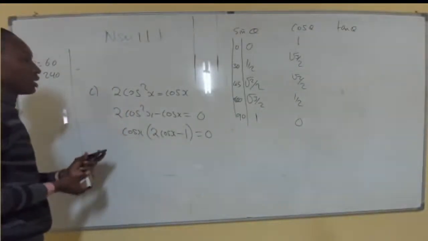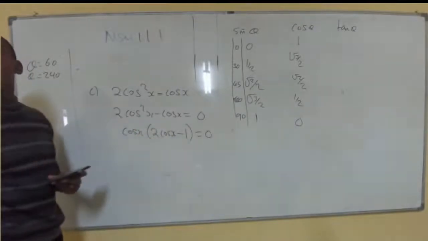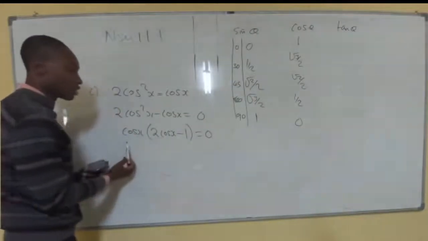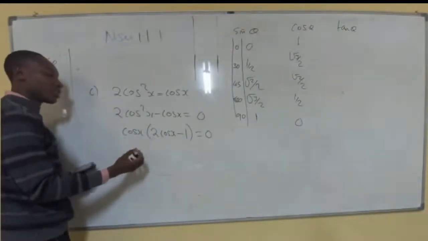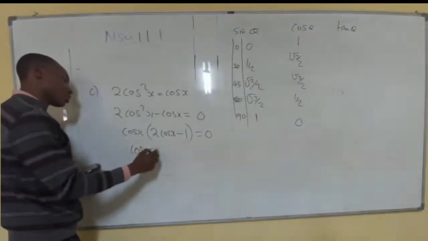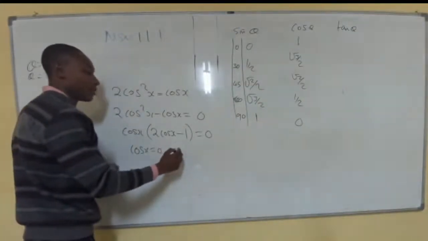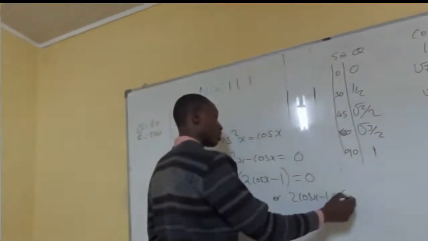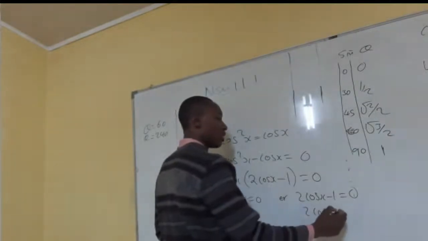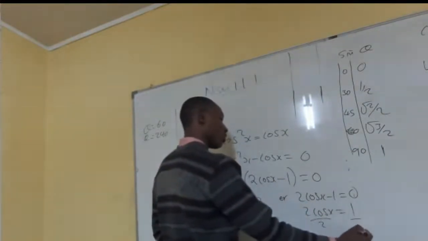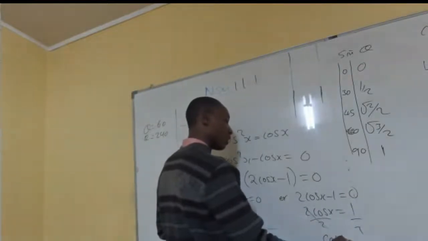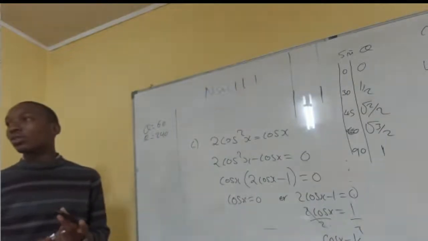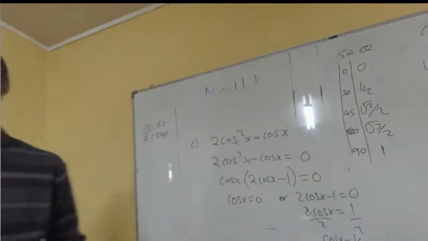From there, what we now get is, I looked for what was common between these two terms. What was common was actually cos x. So factoring out cos x, we have cos x times 2 cos x minus 1. So the first one is that cos x is equal to 0. Or the other one, 2 cos x minus 1 is equal to 0. So you have 2 cos x is equal to 1, divided by 2 over 2. So cos x is equal to 1 over 2. That is what you get.